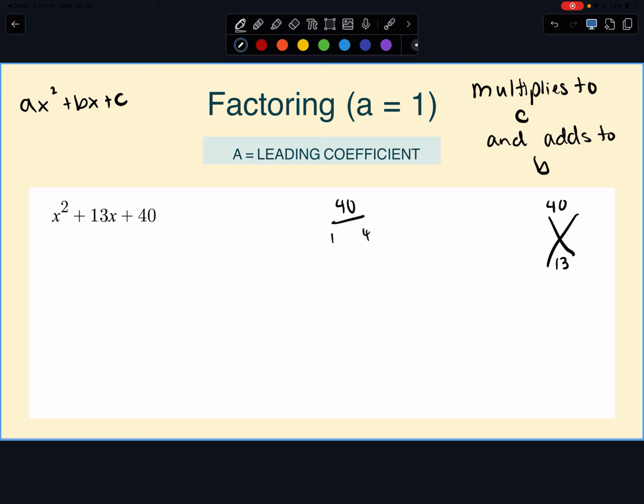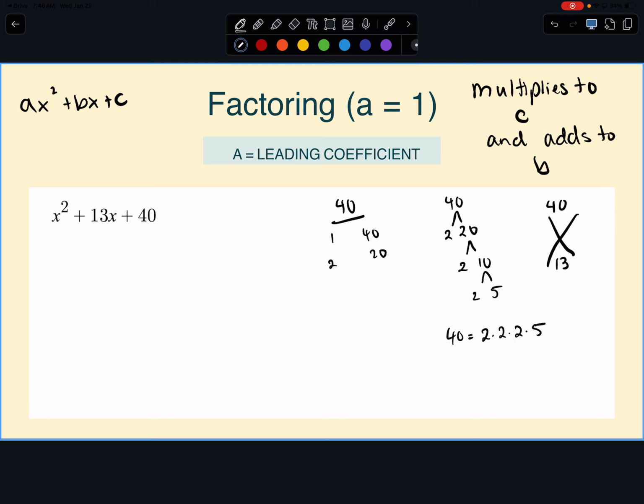You could say 1 and 40. You could say 2 and 20. And if you start having trouble coming up with this list of pairs, you can also make a factor tree and say, hey, I can break down every number until it reaches the product of prime factors, right? So 40 has a prime factorization of 2 times 2 times 2 times 5.